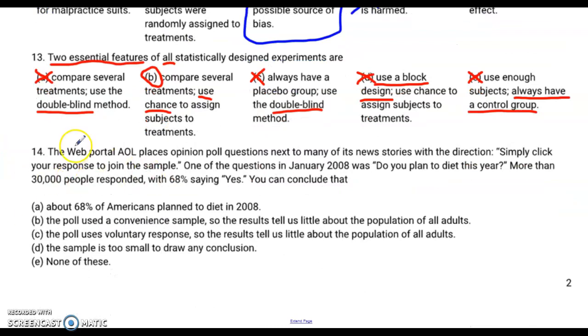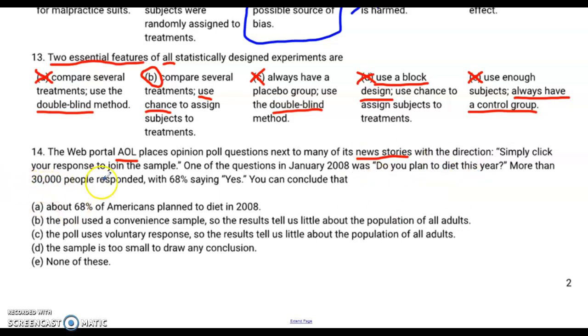Moving on to question 14, the web portal AOL, which makes me feel like I'm 1,000 years old because I'm talking about AOL, has opinion polls next to many of its news stories. So once you read a news story, next to it, it might have a poll right directly next to it. The question is, do you plan on dieting this year? That seems like a pretty loaded question, and if you weren't planning on dieting this year, you might not be inclined to answer the question because it seems like it's shaming you a little bit.